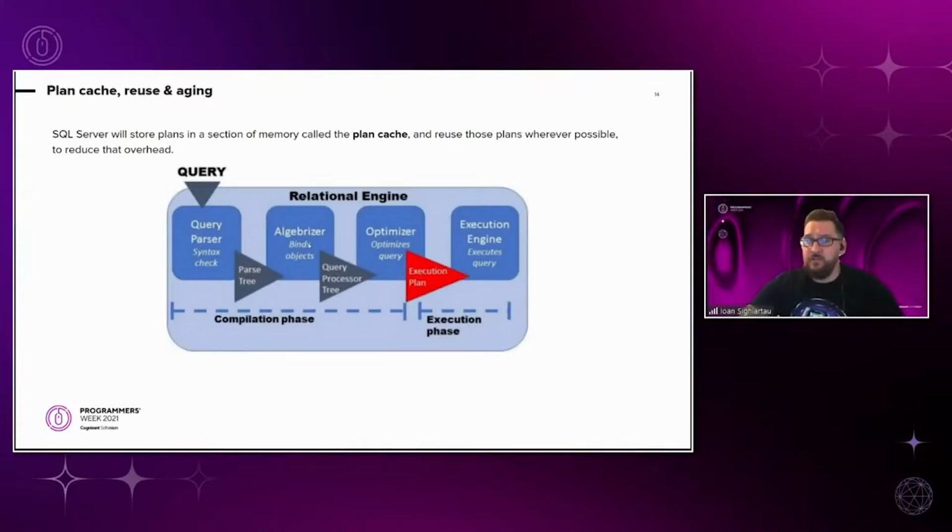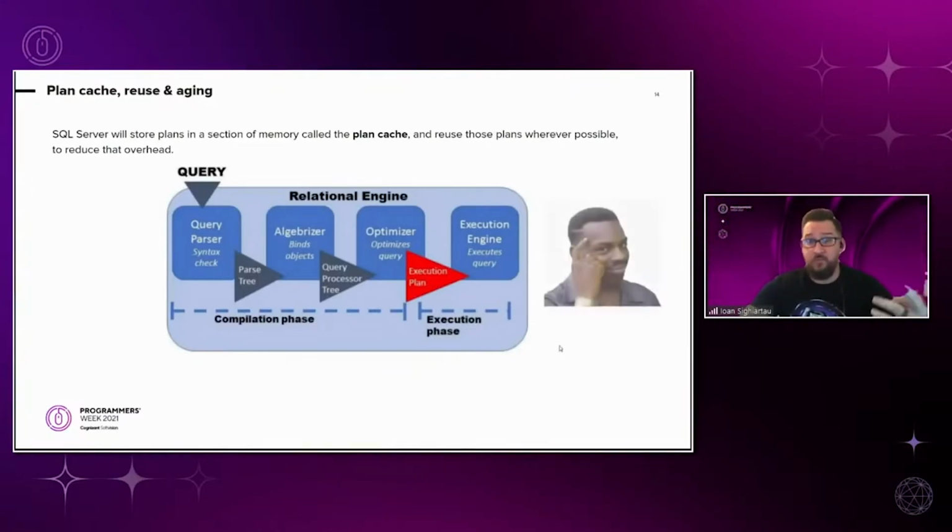Basically, once the algebraizer gives the green light for the optimizer, together with the query processor tree, it will pass a hash value for the query text that has been submitted. And the first thing that the optimizer does is it takes a look and sees if, for that hash value, we have an execution plan already stored in memory. If yes, it will pass that execution plan to the execution engine, and we can bypass the whole operations that the optimizer has to do. This is actually pretty smart.